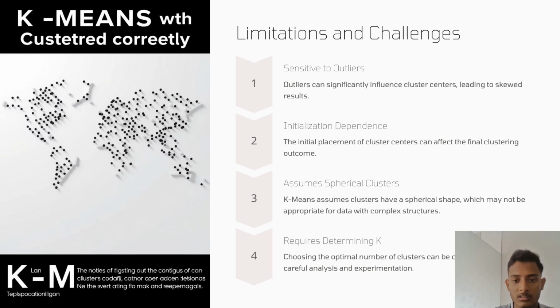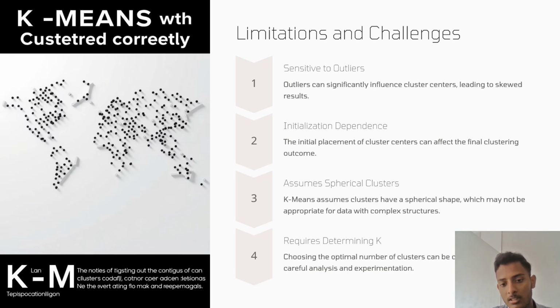Limitations and challenges. Sensitive to outliers, initialization dependency, assumes spherical clusters, requires determining K. Sensitive to outliers. Outliers can significantly influence cluster centers, leading to skewed results.